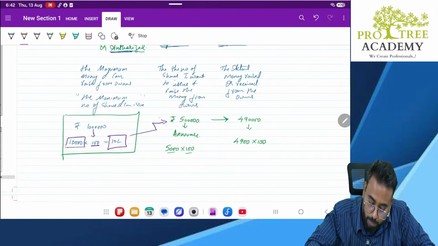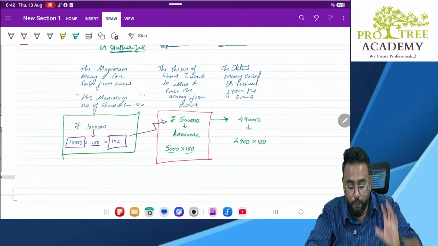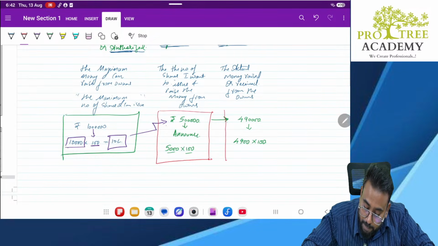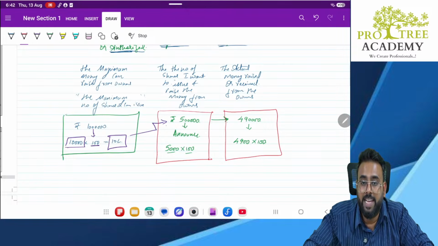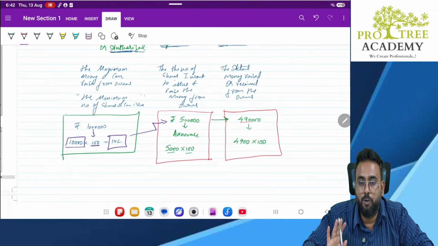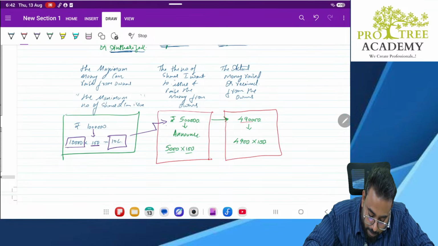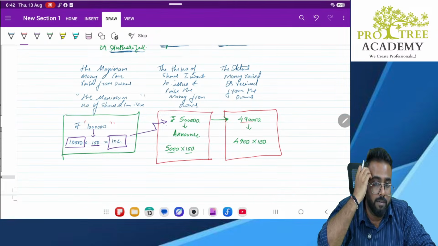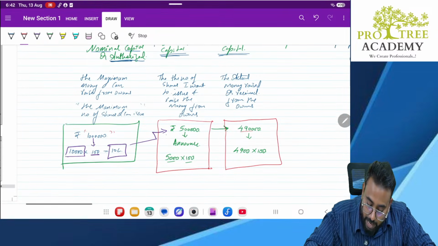Okay, sir. How much did you offer out of your maximum capacity? I offered only 5 lakh rupees. How much did the public or the owners accept? They accepted only 4,90,000. The maximum capacity is called the nominal or authorized capital.